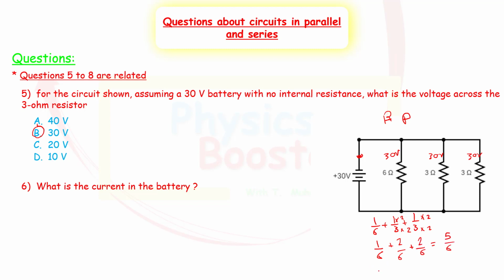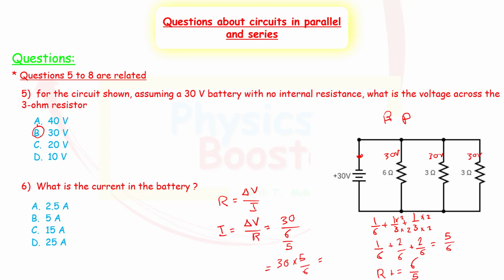But this is not RT. RT is going to be equal to 6 over 5. Now, we want to find the current. We know from Ohm's law that R is equal to delta V over I. So I can clearly say that I is equal to delta V over R. Now, I have the potential difference. The potential difference is equal to 30. And the resistance here is equal to 6 over 5. We can use the keep flip change, which means that this is equal to 30 multiplied by 5 divided by 6. We will get the answer equal to 25 amperes. So the answer here is equal to D.